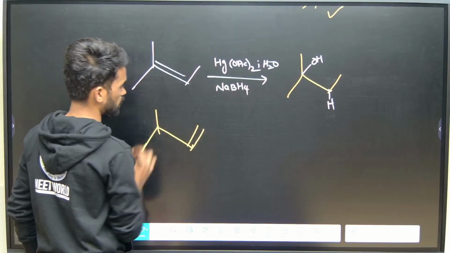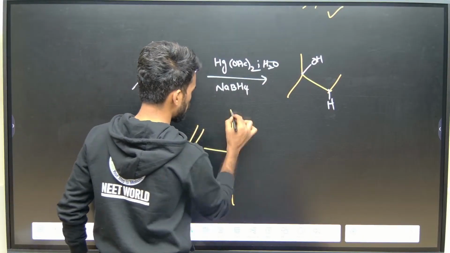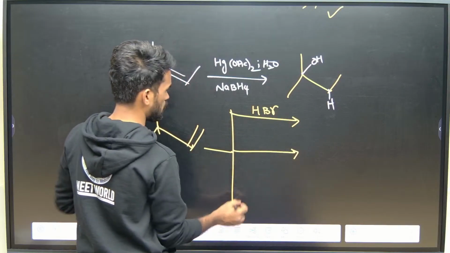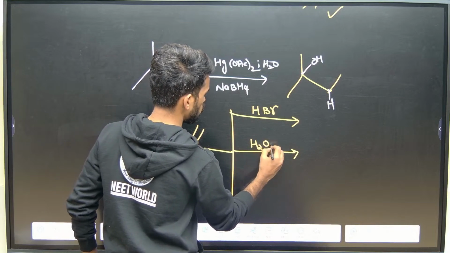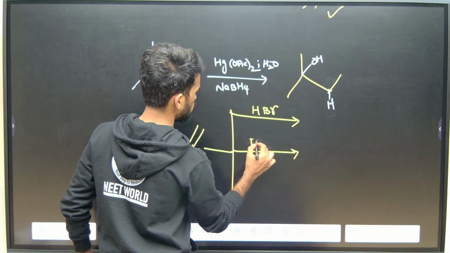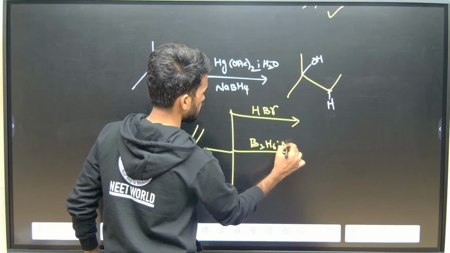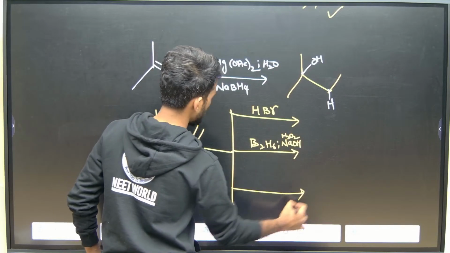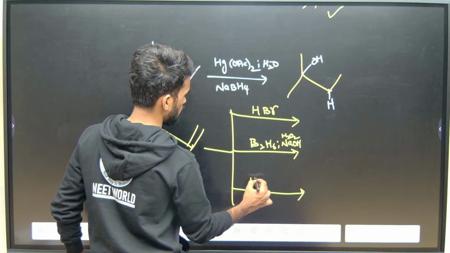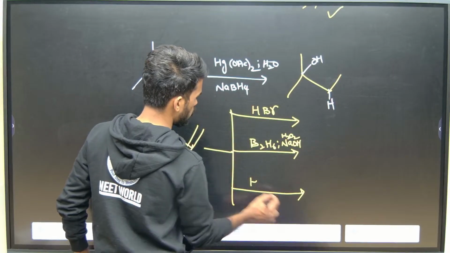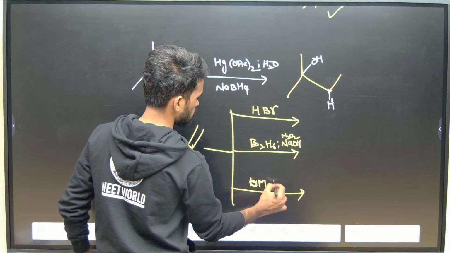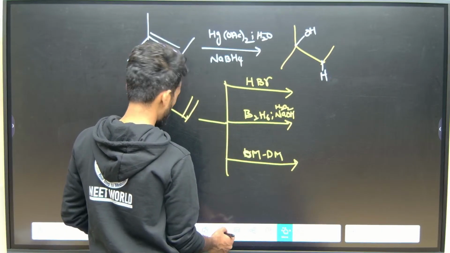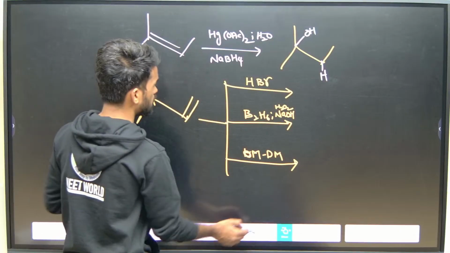Whatever the position of the double bond, that will be the reactive site. Okay, so if I wanted to make a few reactions, for example, I am adding HBr to the same alkene; I am adding B2H6 and NaOH, H2O2 mixture; and the third reaction I am giving you is OM-DM. OM-DM means oxymercuration, demercuration reaction. So tell me what happens in the 3 cases.